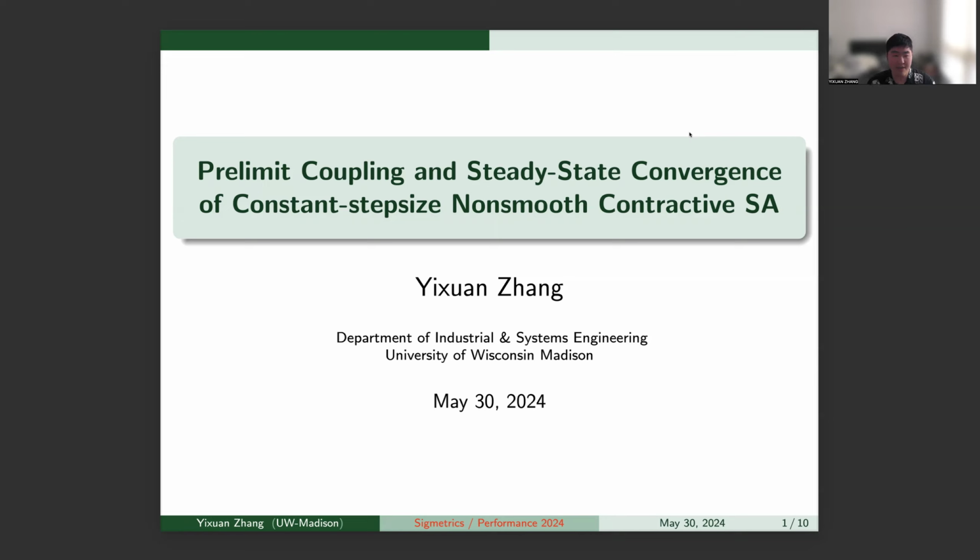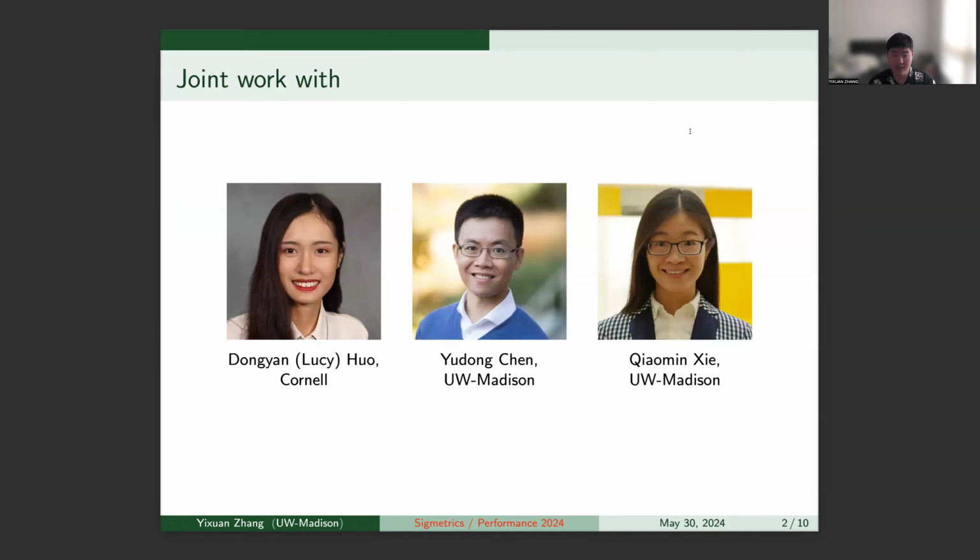Today, I'm really happy to present one of my recent works, titled Prelimit Coupling and Steady-State Convergence of Constant-stepsize Nonsmooth Contractive SA. This is joint work with my excellent collaborators: Lucy Huo, a PhD student; Yudong Chen, a professor; and Qiaoming Xie, my advisor. They're both from UW Madison.